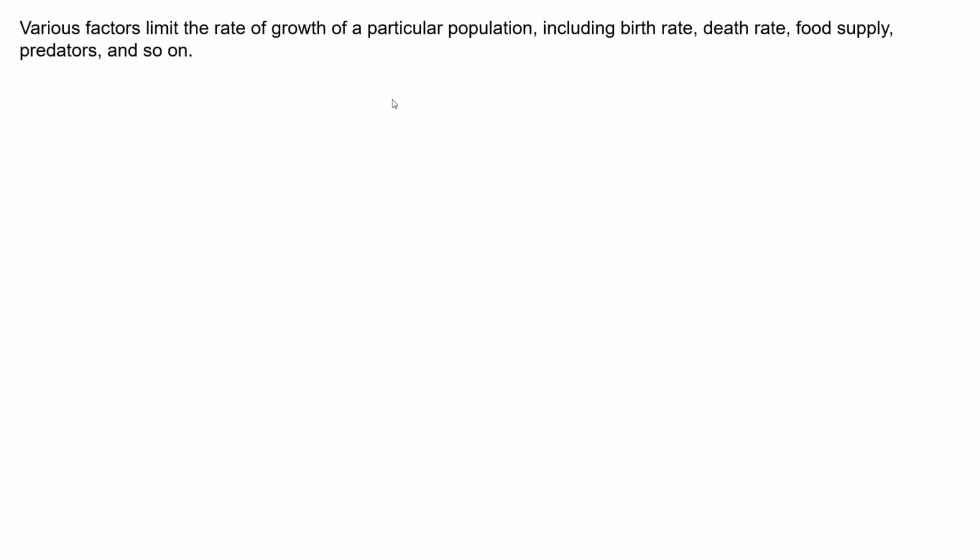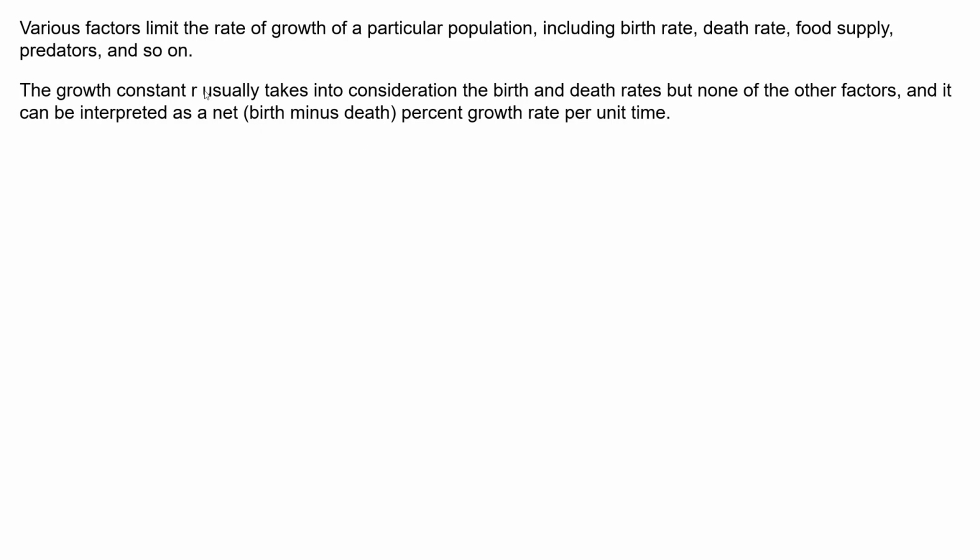Obviously, we're not going to look at all those conditions at the same time, because then you probably have a system of equations. But we are going to add one realistic condition. Various factors limit the growth rate of a population, including birth rate, death rate, food supply, predators, and so on. The growth rate constant R, we've looked at that before. That's the birth rate minus the death rate.